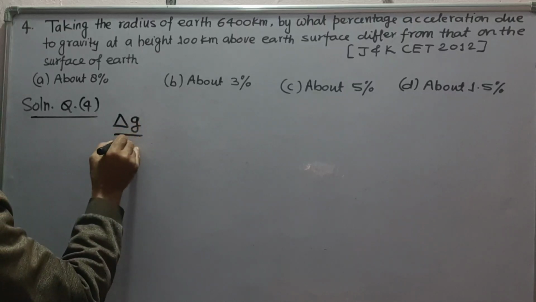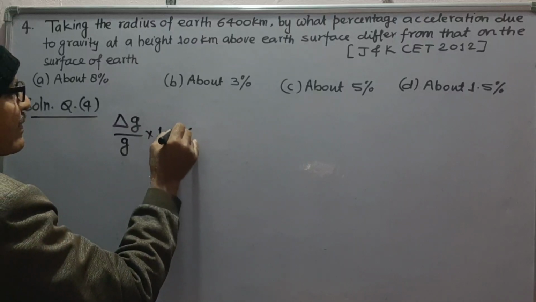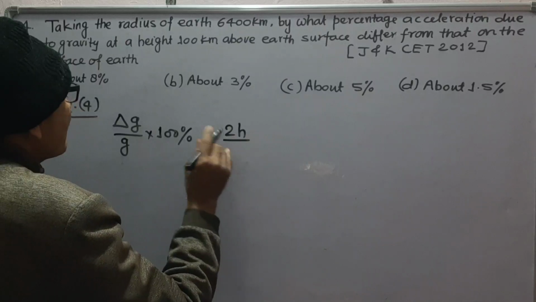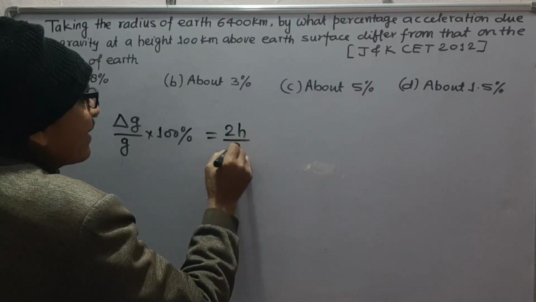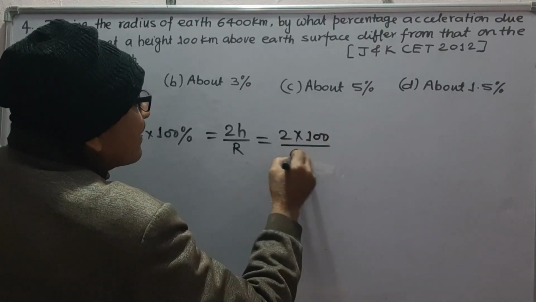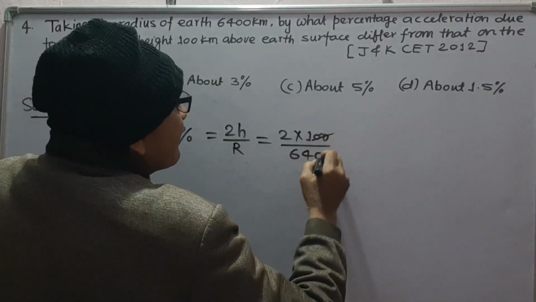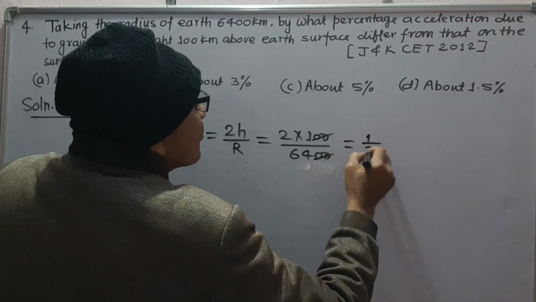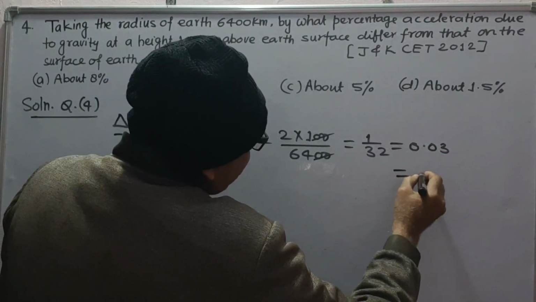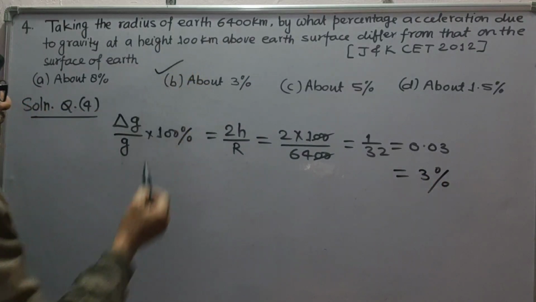Delta g upon g into 100% will be equal to 2h upon R. Here it is 2 into 100 km upon 6400 km. Kilometer cancels out and we get 1 upon 32, which is 0.03, which can be written as 3%. So the correct option will be B.